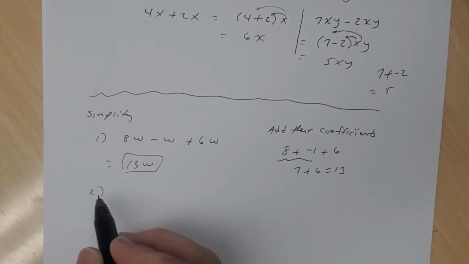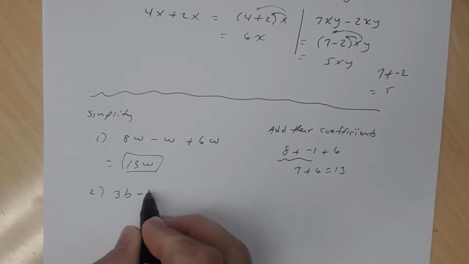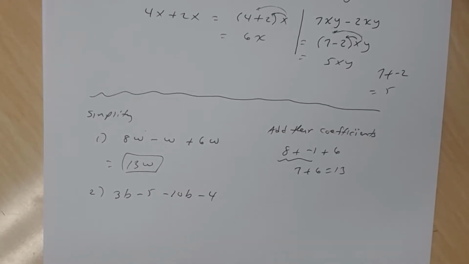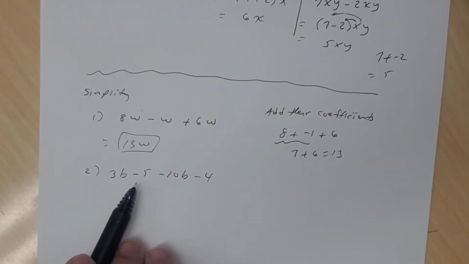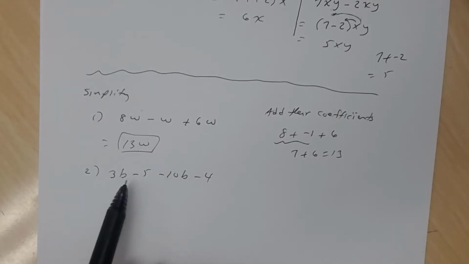And number 2, suppose you had 3b minus 5 minus 10b minus 4. All right, so notice I have 4 terms here. So these are 4 terms. In a previous lesson, you talked about terms, you talked about how many there were, and you talked about coefficients and so forth. So in this case, there are 4 terms.